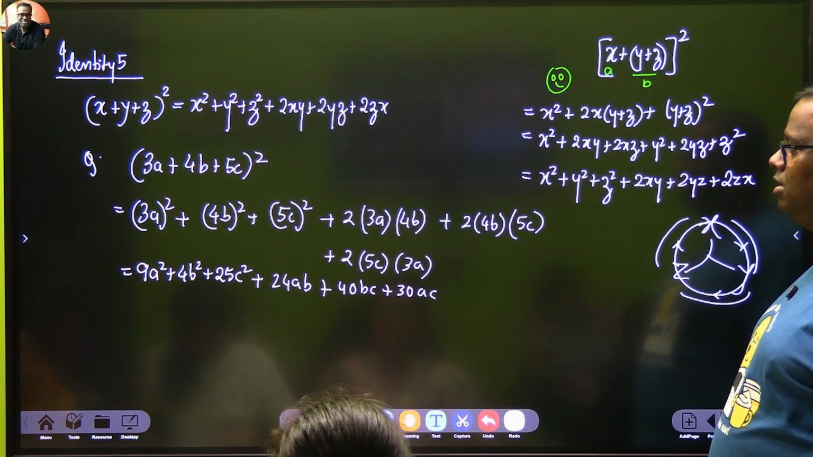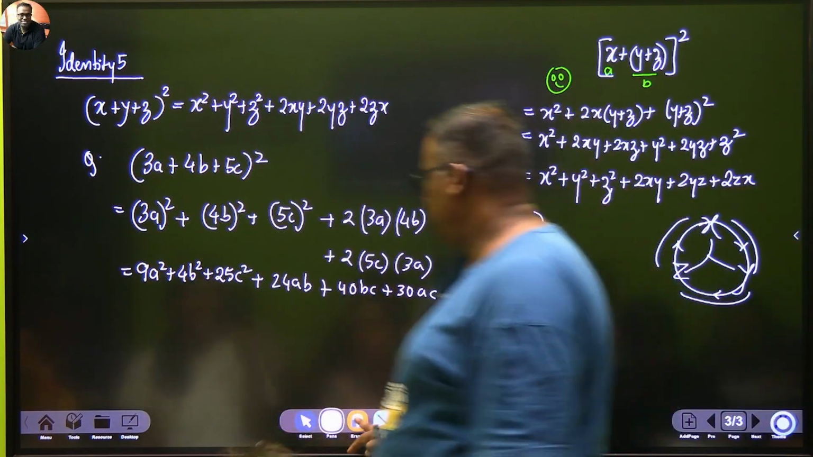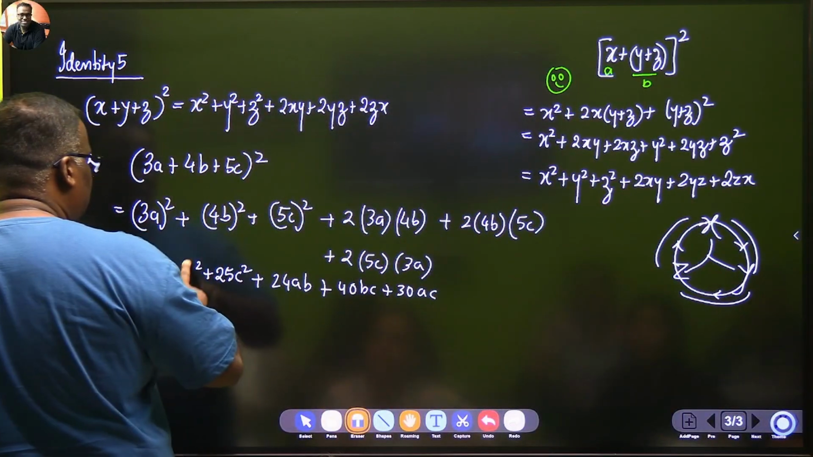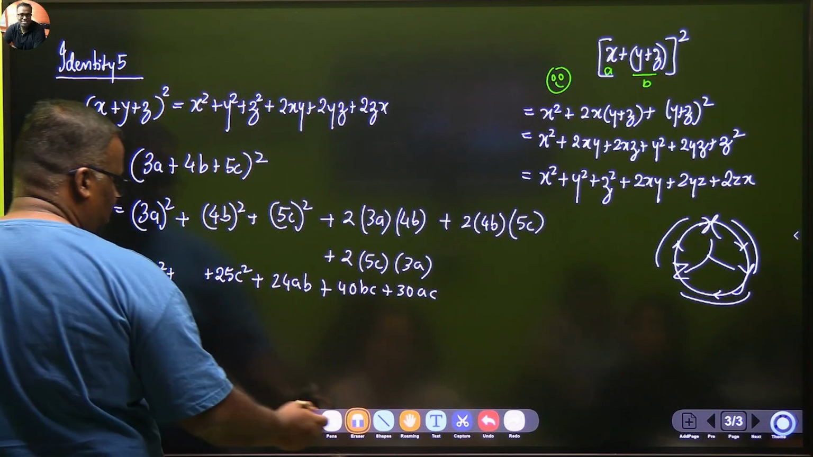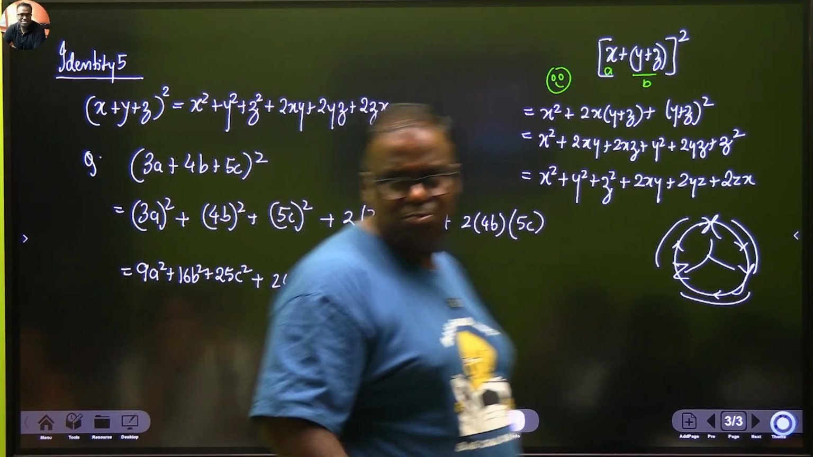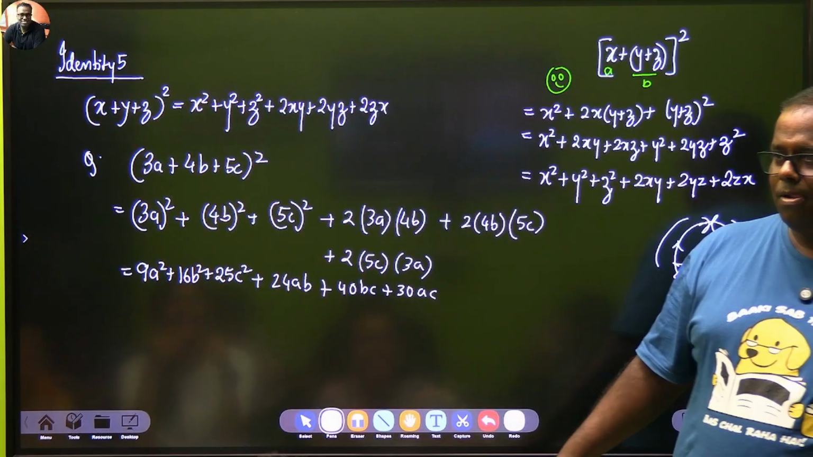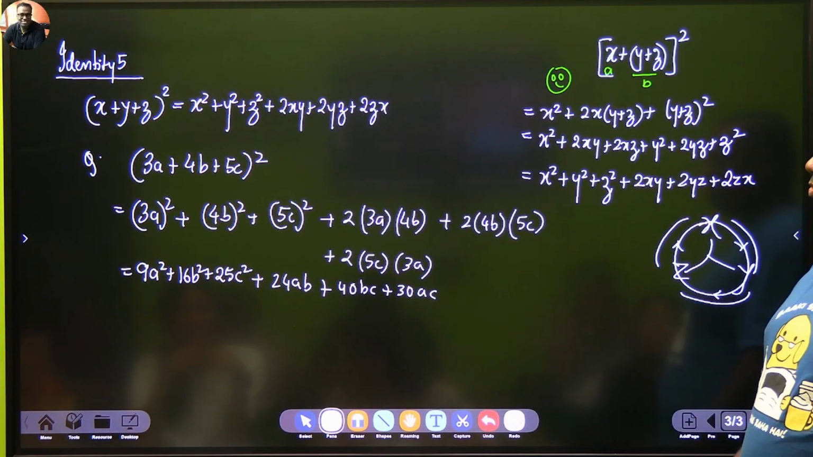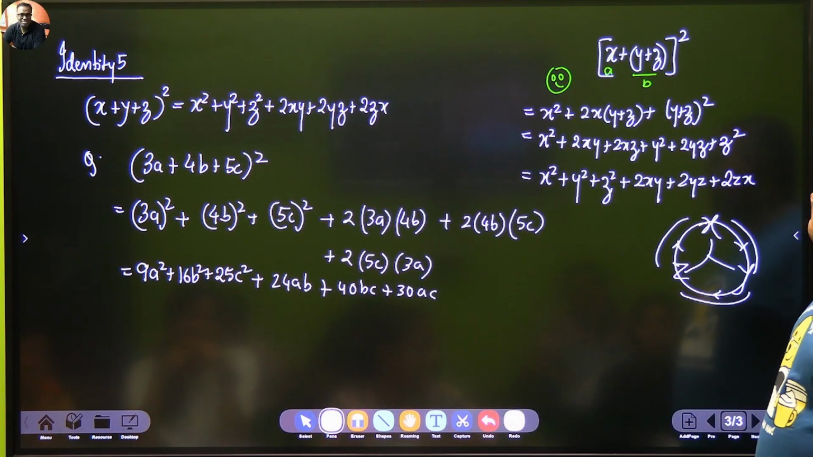Which one? This one? So what did you write? 4b square? How can you write 4b square? It is 16b square. You don't know this much also. How come you are writing 4b square? It is 16b square. Correct.